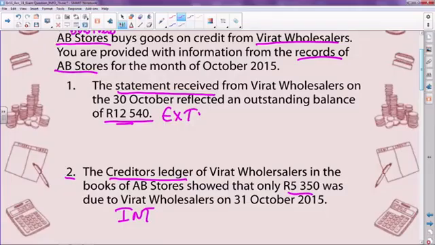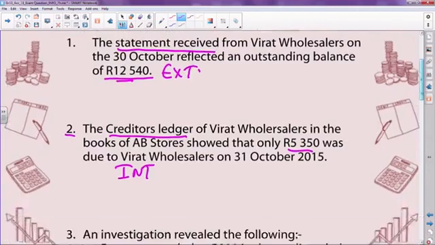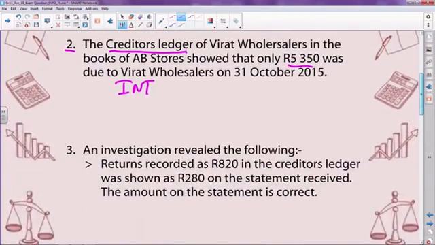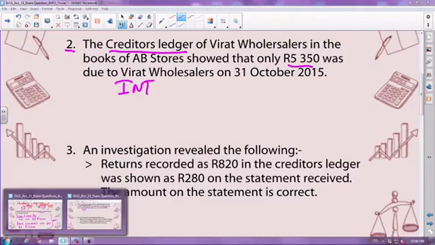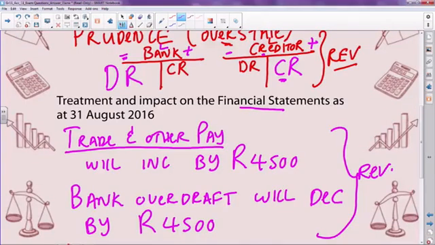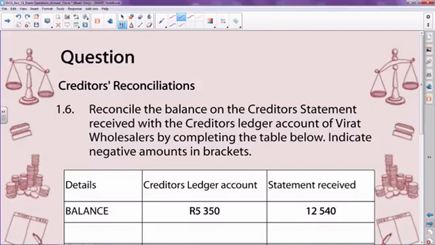Before I look at the actual errors, from information 3 onwards we've got our errors. Let's quickly go to our answer sheet so we can look at exactly what is required in terms of this question. On our answer sheet, the first part of this question: reconcile the balance on the creditor's statement received with the creditor's ledger account of Virat Wholesalers by completing the table below. Indicate negative amounts in brackets.